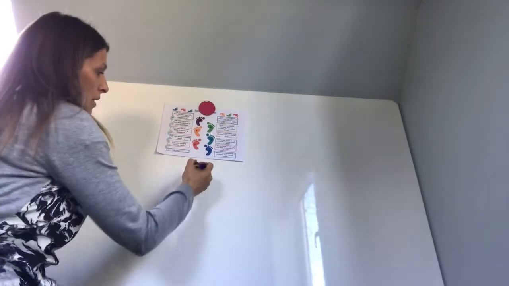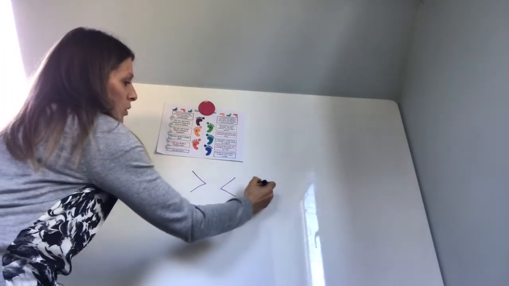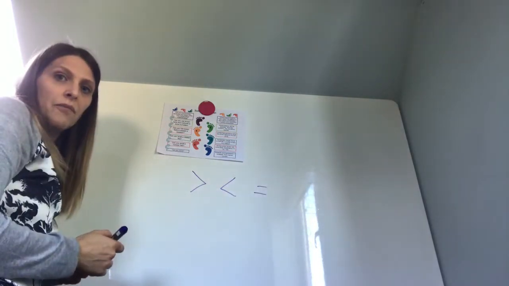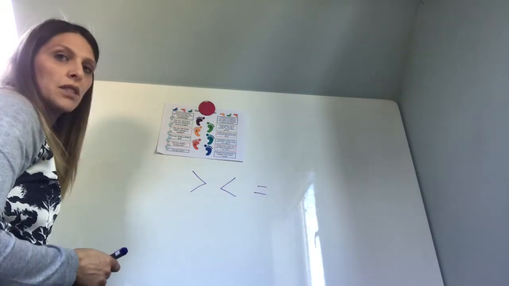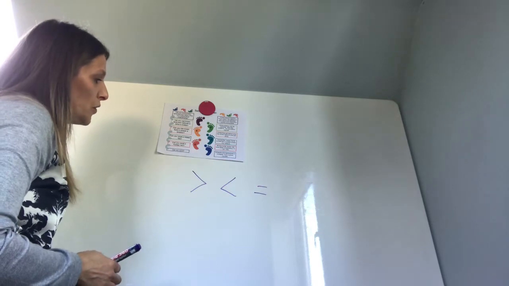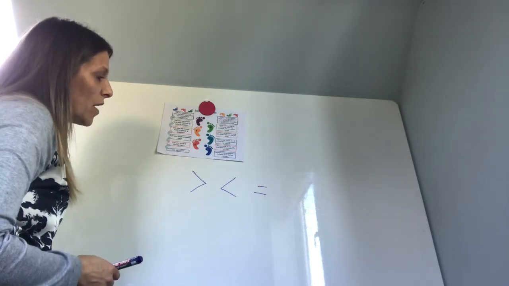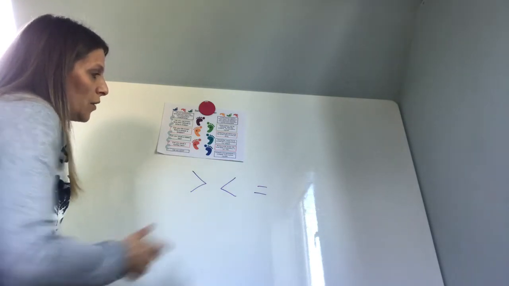Now, how about using these symbols? Can you remember what they mean? So these are our crocodile's teeth, aren't they? So they mean greater than or less than or equals.